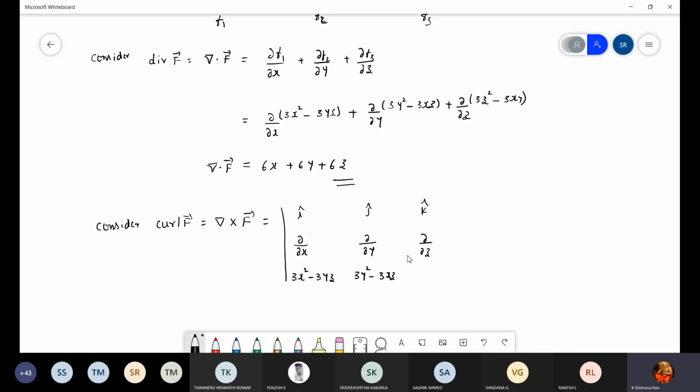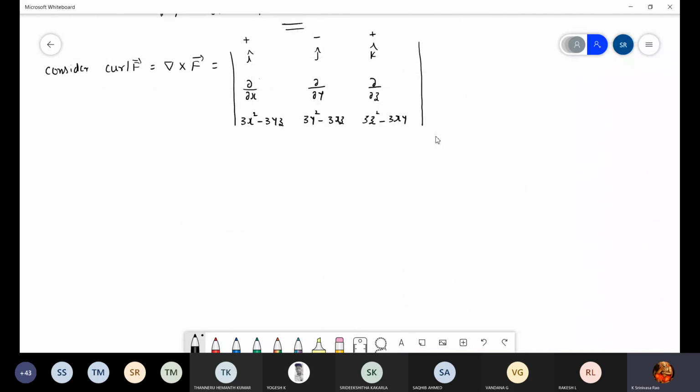Okay, 3z square minus 3xy. Yes, as usual, plus minus plus. Differentiate. That is equal to i cap into... So this is a little bit lengthy curl, so do it slowly, no problem.